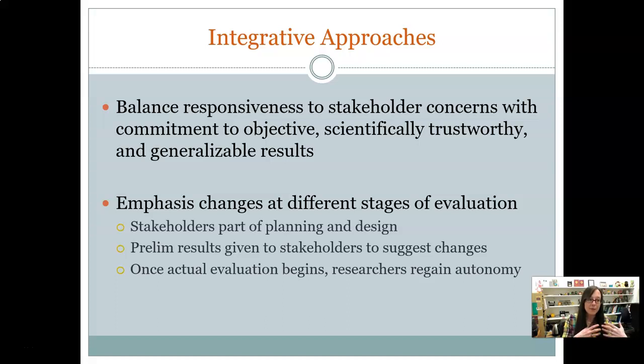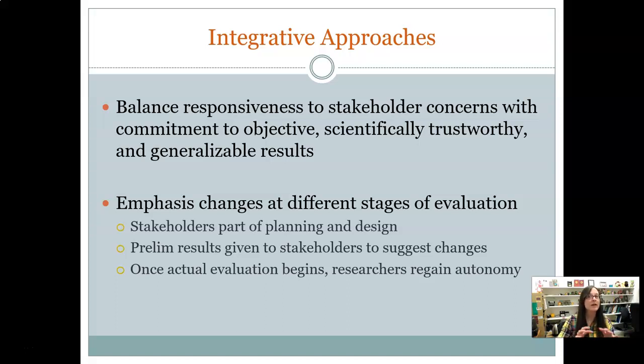So when you're taking into account these multiple values, being sensitive to the perspectives of different stakeholders, while also maintaining your commitment, then this means that typically the stakeholders are part of planning and design. So they're part of, here's what we were interested in, here's kind of what we want you to look at, here's the people that we think this works best with, or that we want to see it work with. So they're going to be part of that. Then the preliminary results would be given to the stakeholders to see if they suggest any changes, but the specific design would come from the researchers.